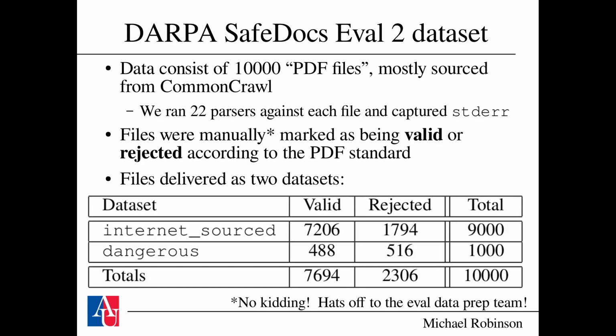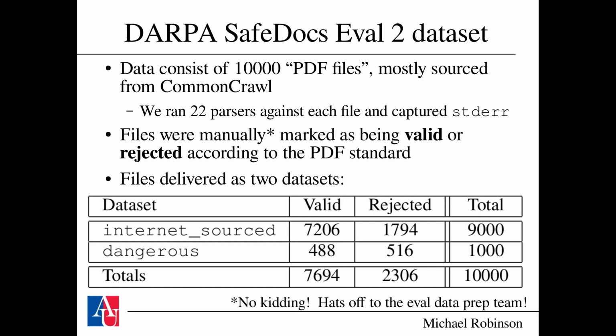The data I will focus on in this talk was produced for the DARPA SafeDocs project and the Evaluation 2 exercise. It consists of 10,000 files that are ostensibly PDF files. Most of them came from Common Crawl. Our team ran just shy of 24 parsers, or individual parsers with various options, against each file and captured the standard error that was produced.